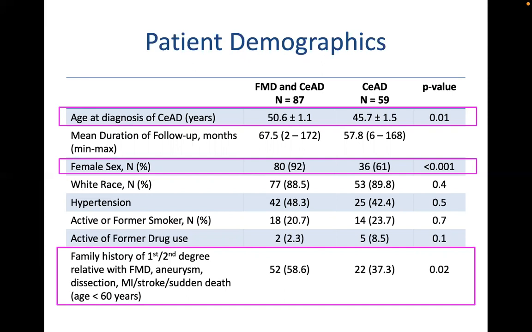There was no difference in race, hypertension, active or former smoking or drug use, which included marijuana, cocaine, and amphetamines for this group. There was a higher rate of significant family history in first and second degree relatives for FMD, aneurysm, dissection, or heart attack, stroke, or sudden death at a young age in patients with FMD and cervical artery dissection as compared to those with cervical artery dissection alone. Although overall, the rate was pretty high for both groups.